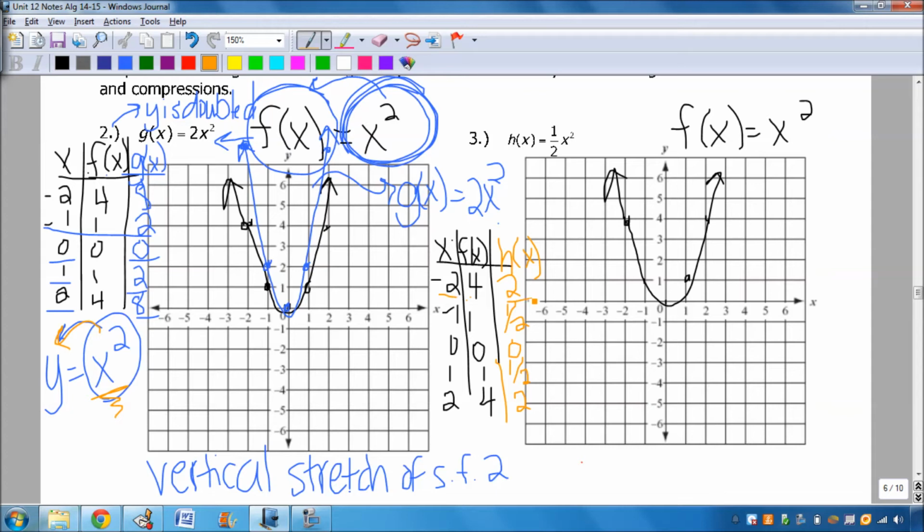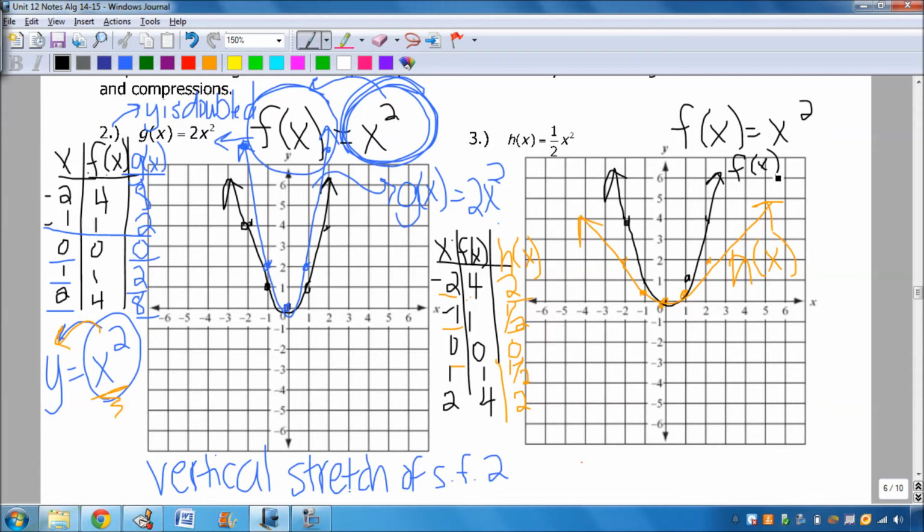When x is -2, h of x is +2. When x is -1, h of x is 1/2. When x is 0, h of x is also 0, and then 1 will go with 1/2, and 2 will go with 2. Okay, so this is what my parabola will look like here. And this right here is h of x. And then don't forget to label this one right here f of x.